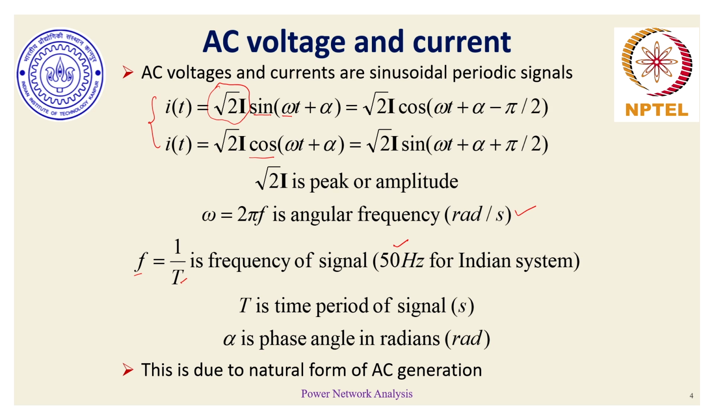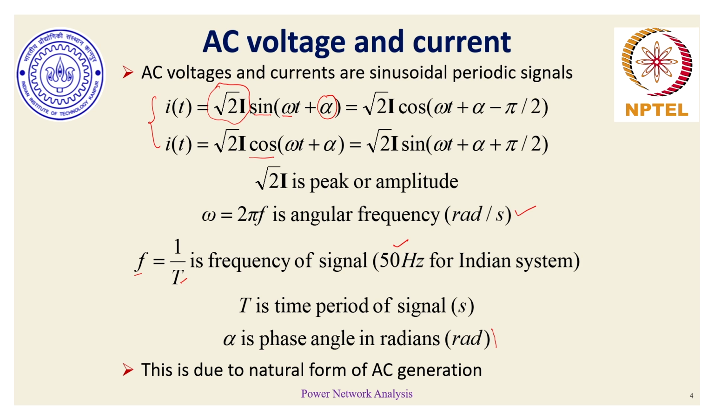Then this signal i(t) could also have a phase angle alpha, which is indicating how much the signal has time shifted or phase angle shifted from the reference of omega t being equal to 0. So alpha is essentially known as the phase angle, which is typically defined in terms of radians.